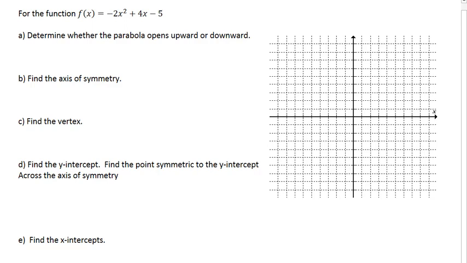For the function f of x equals negative 2x squared plus 4x minus 5, we're asked to analyze the function and graph the parabola for that function. We see the function is in the standard form, ax squared plus bx plus c. Let's determine whether the parabola opens upward or downward. My a parameter is negative 2, which is less than 0, so the parabola will open down.